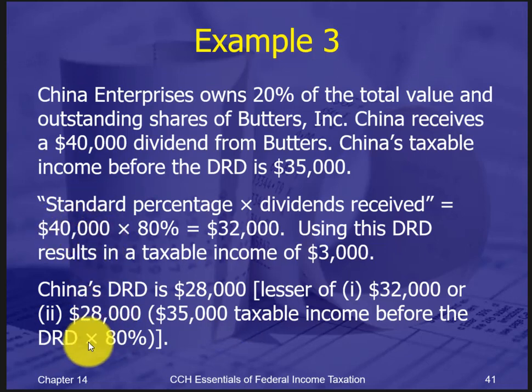So the dividends were 40,000. Taxable income before the DRD is 35,000. Times 80% it's 28,000. So it's either 32 or 28, whatever is lower. Again, if it's a loss, you go ahead and use the standard percentage of the dividends no matter what. If it is not a loss, then you may have to use the percentage of the income if it is lower than the percentage of the dividends.